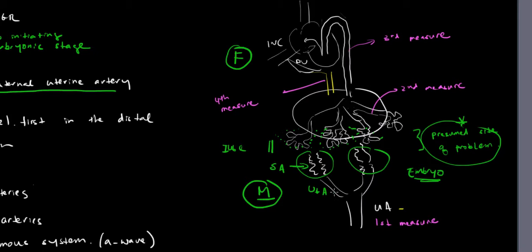So the first thing that we could actually measure is parameters that correlate with increased resistance in the maternal side of the placental bed, and that would be things like increased systolic to diastolic ratio in the uterine artery, and increased pulsatility index. And in fact, that's the first measure, and that's the measure that we could actually see in the first trimester.